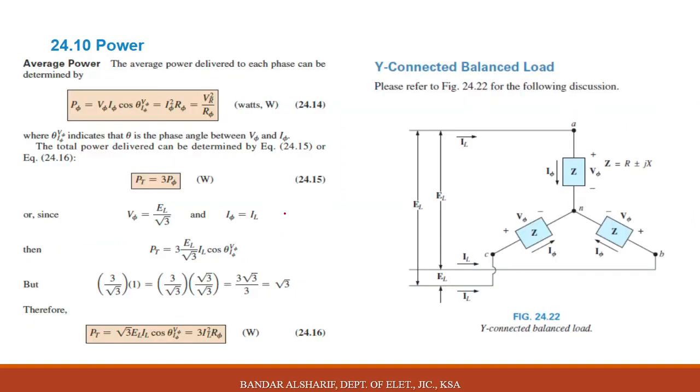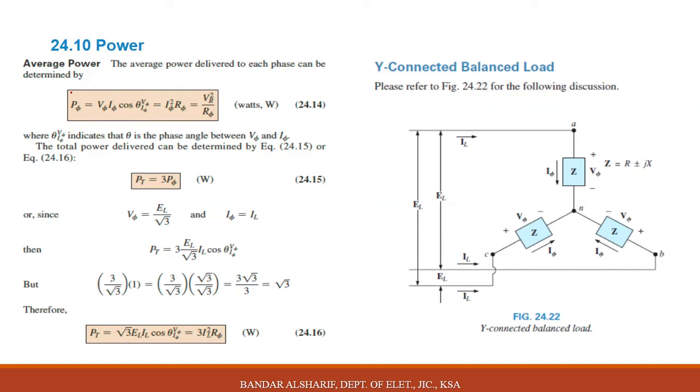Okay, now we will talk about the power section, which is the last section in this chapter. We will learn here about active power, which is average power, reactive power, and apparent power for Y connection and delta connection. In the beginning, we know that the active power, or average power, is consumed in the resistor. Put this in your mind, always the active power is consumed in the resistor.